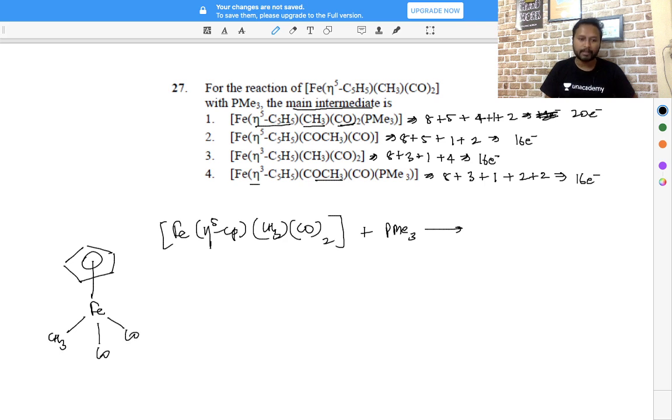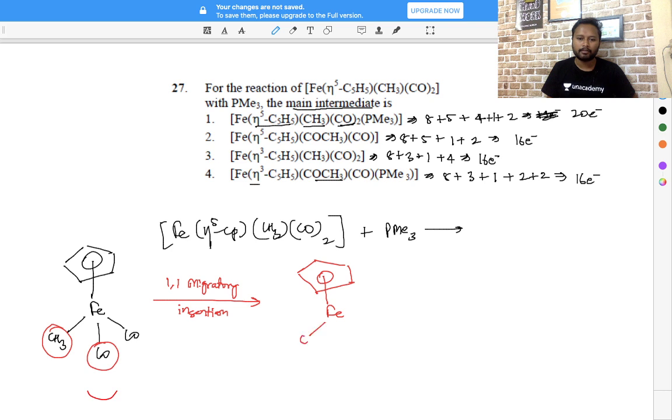Now if you have studied the reaction mechanism of organometallic compounds, you might have seen that whenever in the same complex you have CH3 as well as CO both, what happens in that case? What is the mechanism followed over here? That is called 1-1 migratory insertion. Right? We follow 1-1 migratory insertion. Now due to that migratory insertion, what will be the next thing formed? So that will be iron over here. Then you will have CO, CH3, and you will have CO.